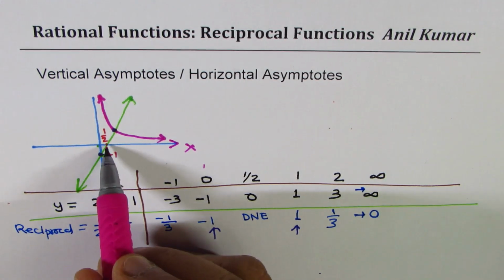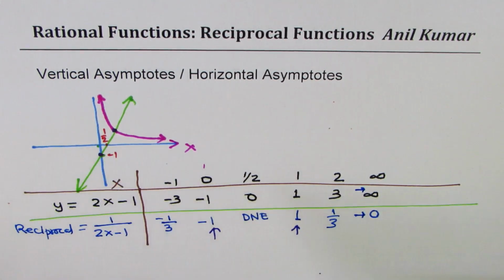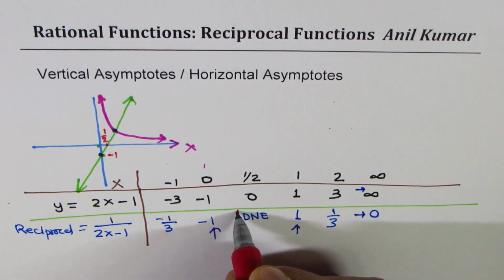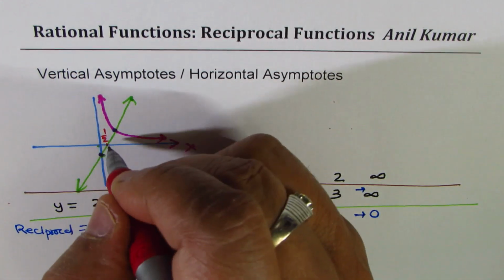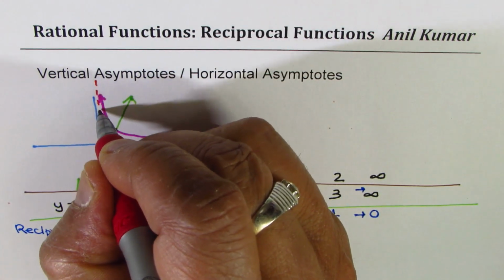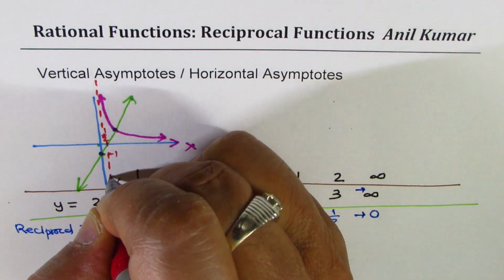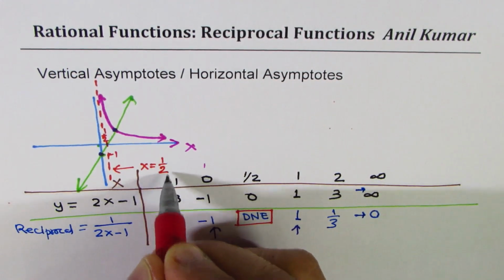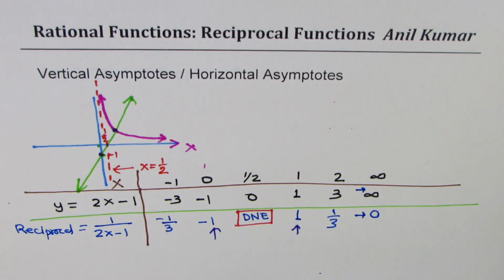On this point itself, which is half, we know it is not defined. Since we have written here does not exist, that means does not exist means not defined. So actually speaking, we have a vertical asymptote at this point. So this is at x equals to half, right?